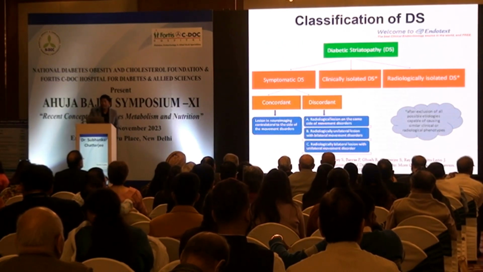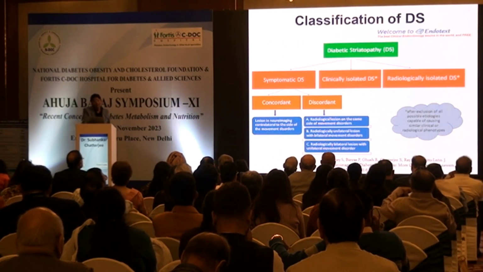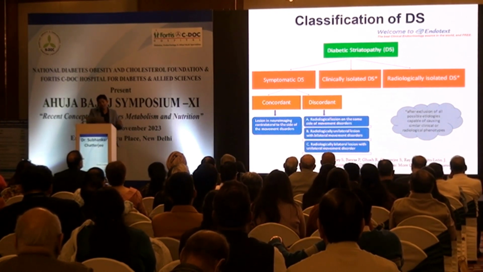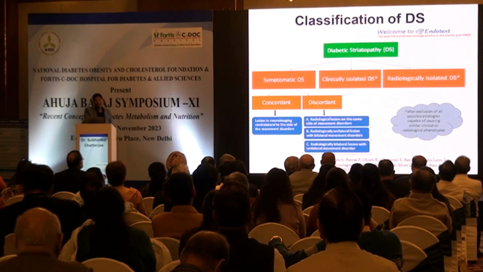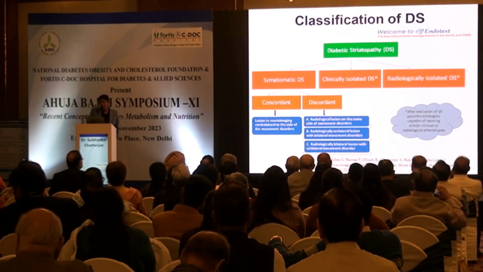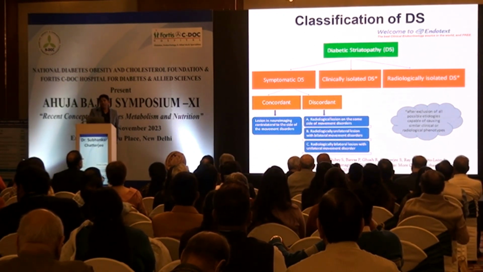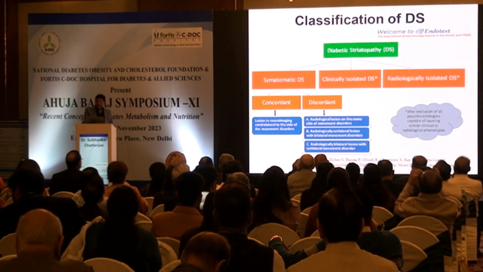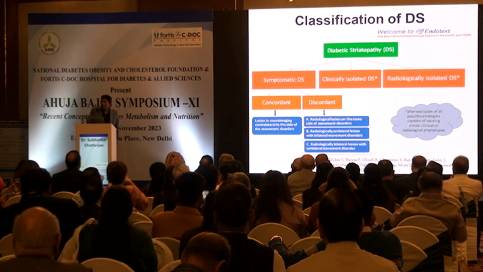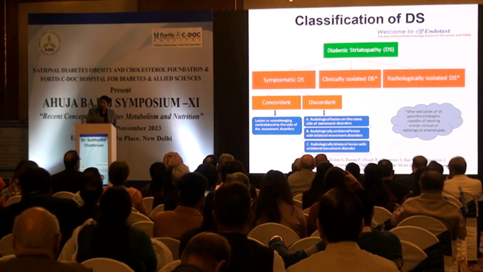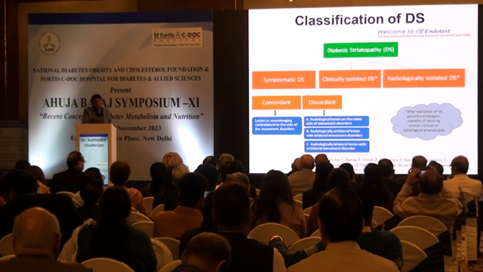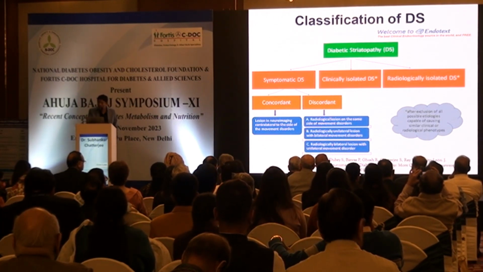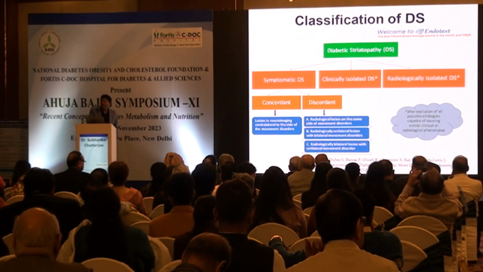Now, recently we have proposed a new classification system of diabetic striatopathy, which has also been included in Endotext. We have broadly classified diabetic striatopathy into three groups: symptomatic DS, clinically isolated DS, and radiologically isolated DS. In the symptomatic DS group, there can be two types: concordant or discordant. Concordant is when the lesion in the neuroimaging is contralateral to the side of the movement disorder. The discordant group can have three types.